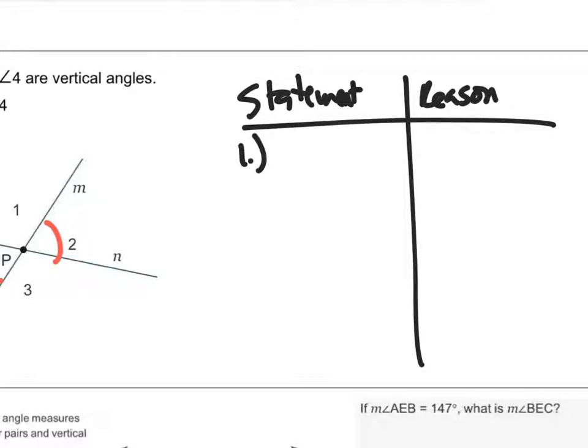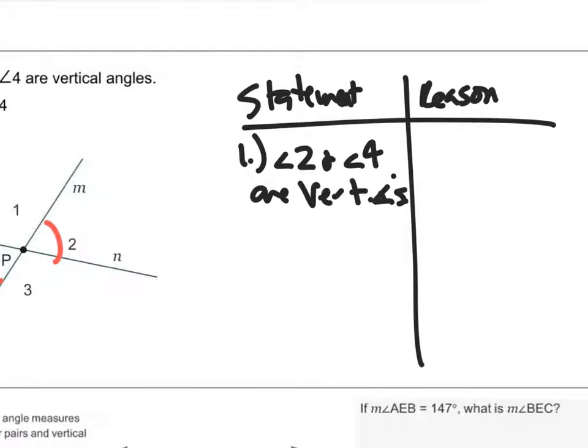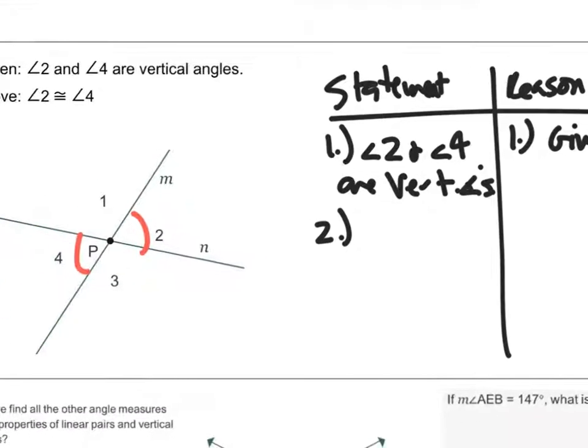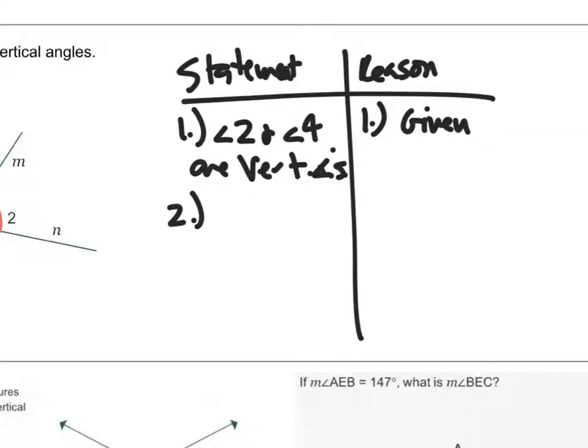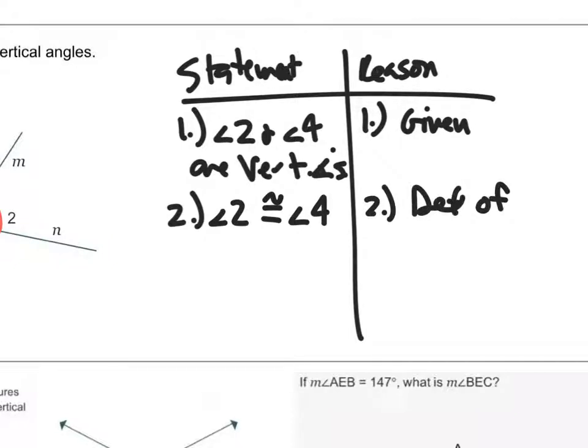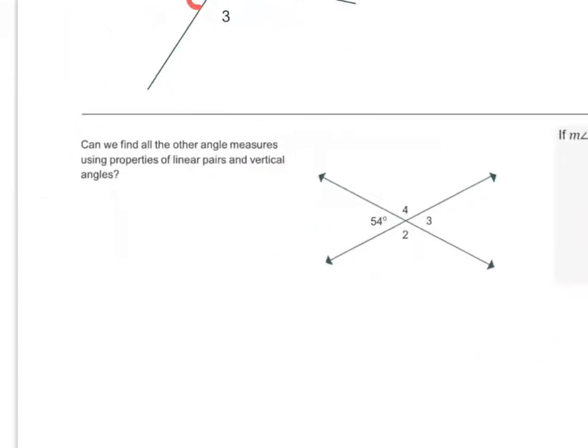So the first statement is that angle 2 and angle 4 are vertical angles, and that's given to us. For step 2, once we know that they're vertical angles, we know that they're congruent. So we can say that angle 2 is congruent to angle 4, and that's the definition of vertical angles. And I use a lot of abbreviations. If I put the angle and then apostrophe S, that means angles. I don't need to write out that word every time.